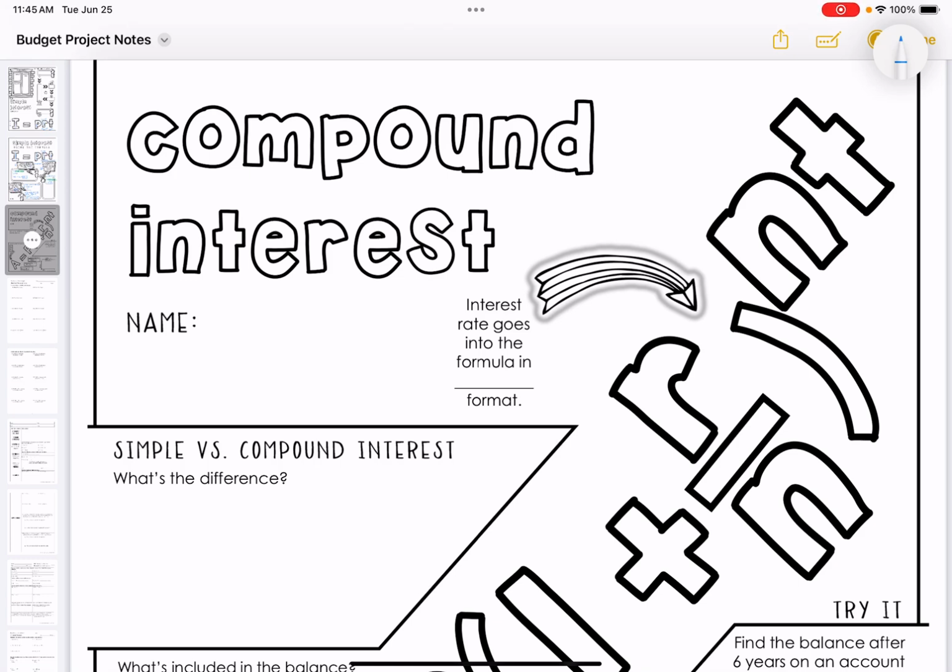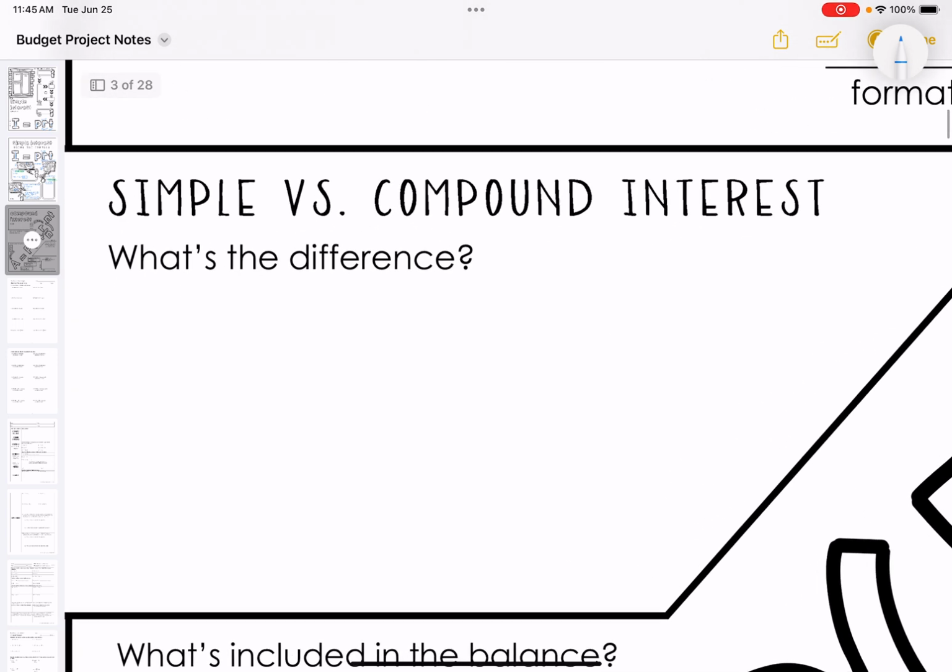All right, today we're going to be in the budget project notes packet and we're going to be talking about compound interest. So the first thing I want to do is talk about the difference between simple and compound interest. So instead of only making interest on your principal, with compound interest you get interest on your principal and your interest accumulated. The interest gets compounded multiple times and keeps being added back into the balance. So you can actually make not a lot more, but some more money if you have a compound interest rate instead of a simple interest rate.